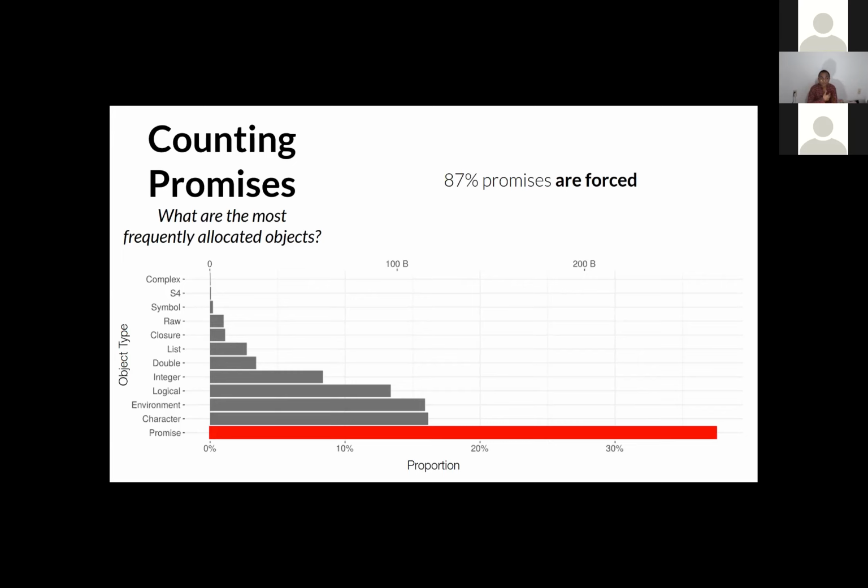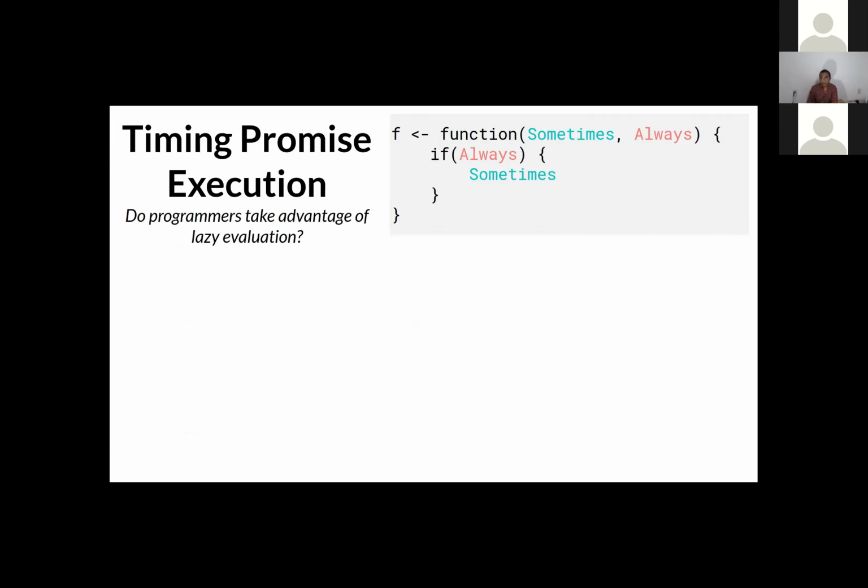Now, laziness is typically added because the hope is that by delaying argument evaluation, we can completely avoid evaluating that argument if it's not needed. But this number seems to suggest that most arguments are anyway being evaluated. So this leads us to investigate if programmers are taking advantage of laziness. If they are taking advantage of laziness, then we cannot get rid of it.